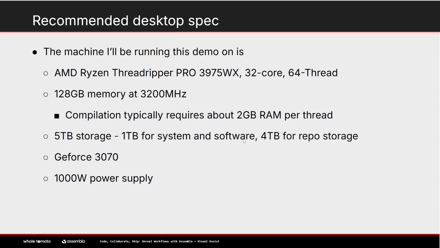For the record, the machine I'll be using is detailed here. It's a Threadripper Pro, 32 core, 64 thread, 128 gigabytes of memory at 3200 megahertz. Typically, the goal is 2 gigabytes of RAM per core thread for compilation. 5 terabytes of storage, which is all NVMe, which is critical for compile times. I'd recommend something of this power, otherwise you'll be spending the vast majority of your day waiting for compilation to finish.